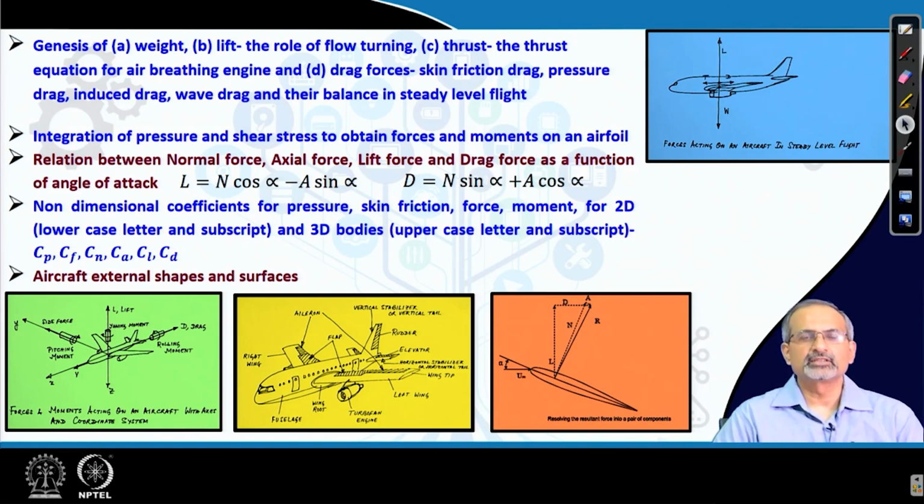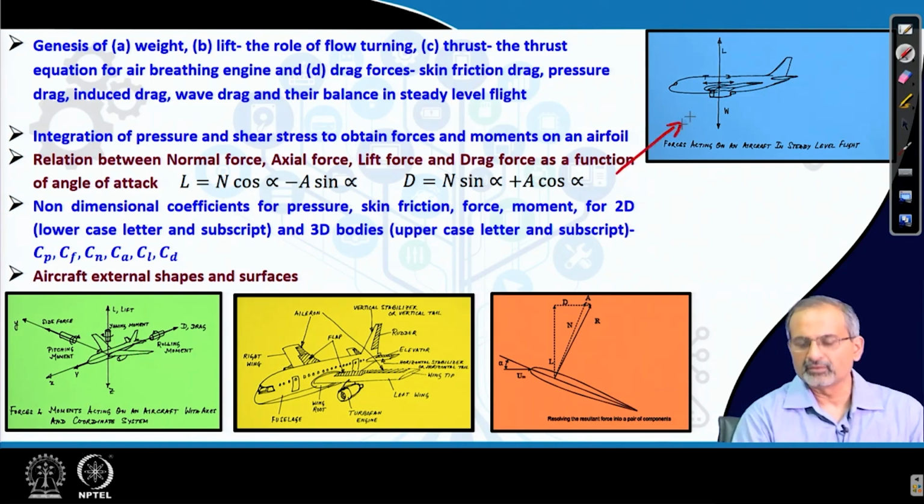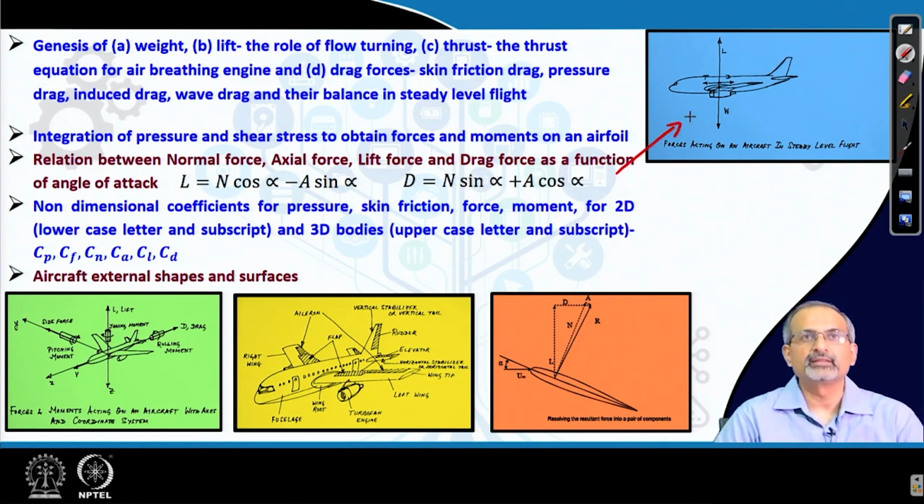We looked at the thrust equation for air breathing engines, and then the drag force, comprising of different components again, comprising of skin friction drag, pressure drag, induced drag, wave drag, and we know that these forces balance each other in steady level flight. So, this diagram at the right top corner, we would recall that we talk about the balance of these forces through this diagram.